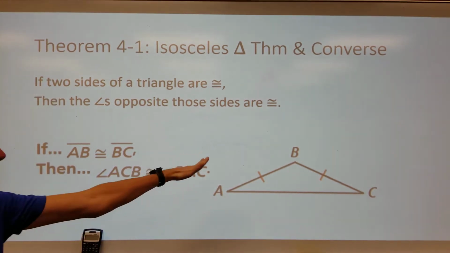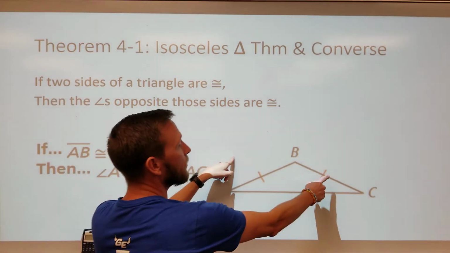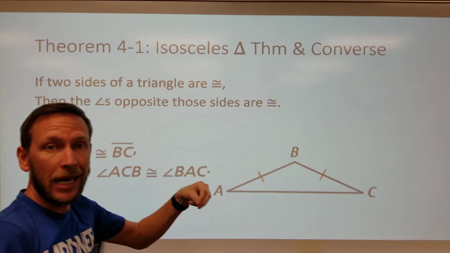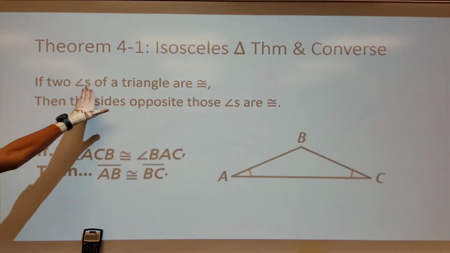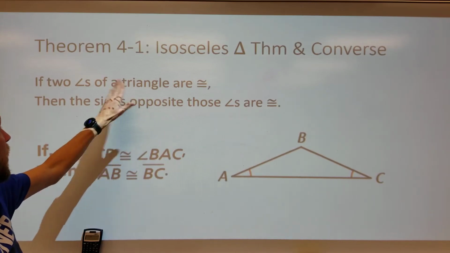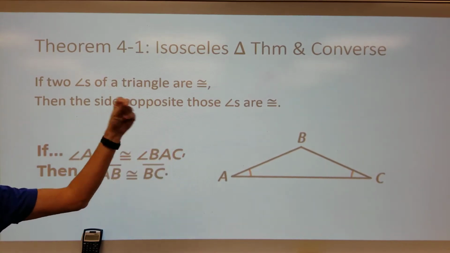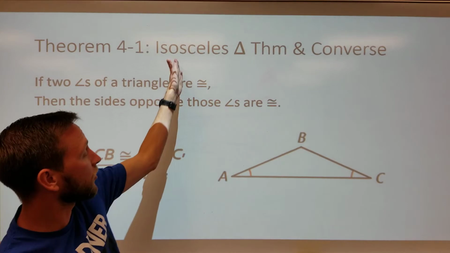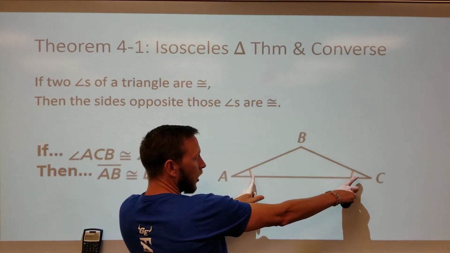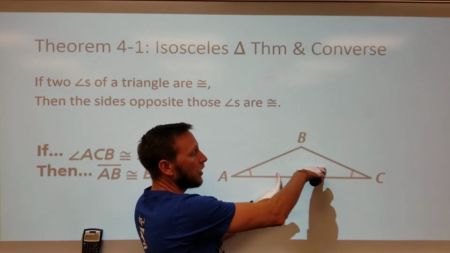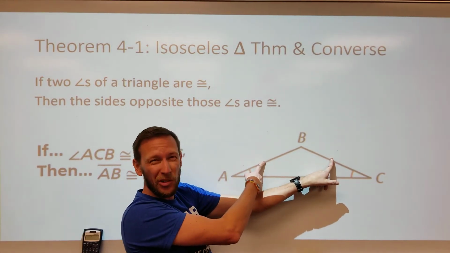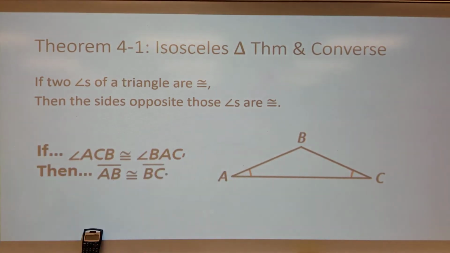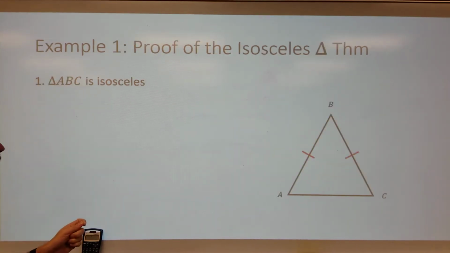So if we know that AB is congruent to BC, then that means I know that angle C is congruent to angle A, all right? And there's also a converse to this. If 2 angles of a triangle are congruent, then the sides opposite those angles are also congruent. This is the converse of the isosceles triangle theorem. So if angle A is congruent to angle C, then that means that segment or side BC is congruent to segment or side AB, all right? So that's the isosceles triangle theorem and its converse, all right?